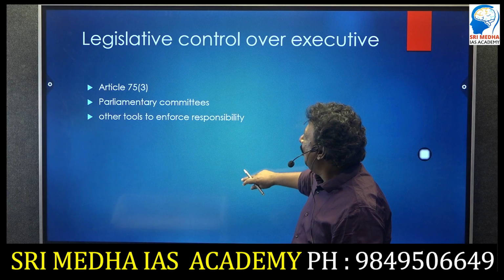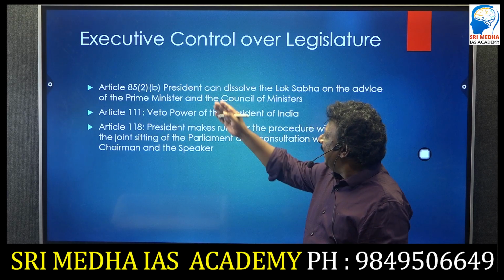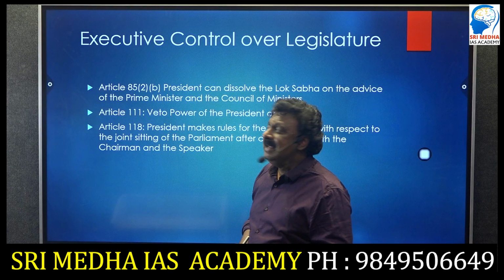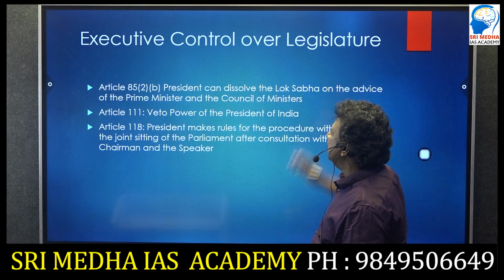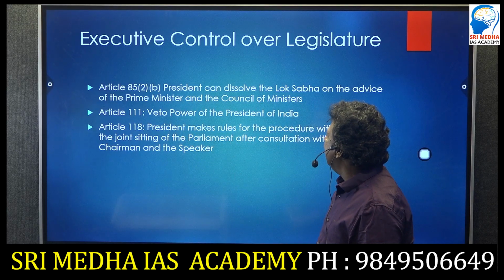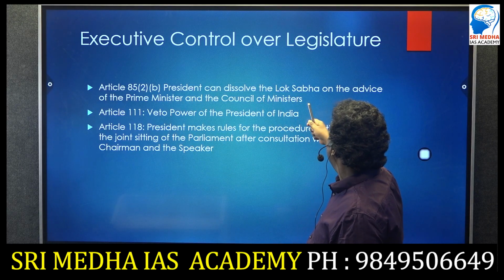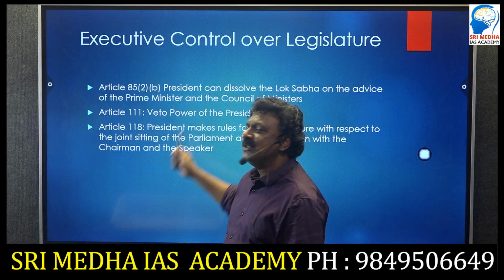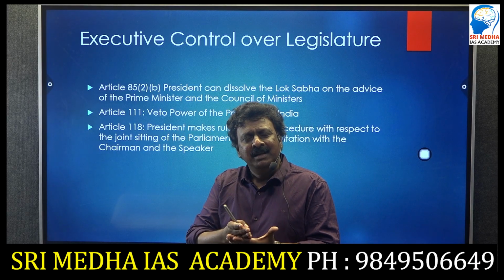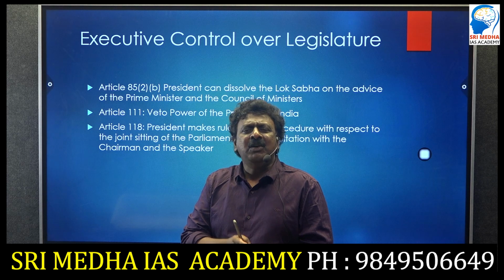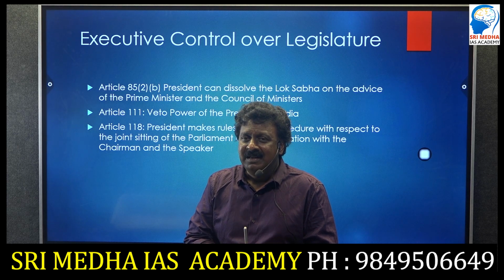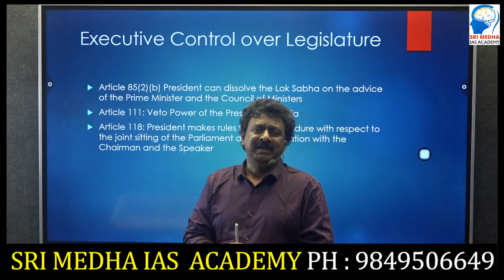This is one scheme. Secondly, our executive also has certain tools in the Indian constitutional scheme to control the legislature. For example, Article 85, Clause 2B provides that the President of India can dissolve the Lok Sabha on the advice of the Prime Minister and the Council of Ministers. So the very life of Lok Sabha is dependent on the Council of Ministers. If the Council of Ministers advise the President of India, then the President of India will dissolve Lok Sabha.